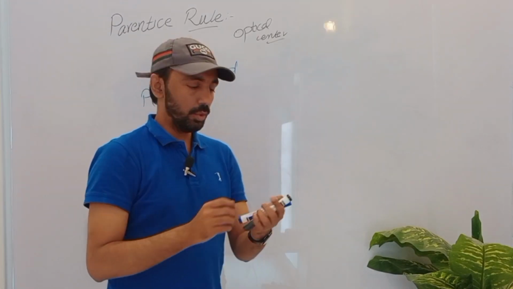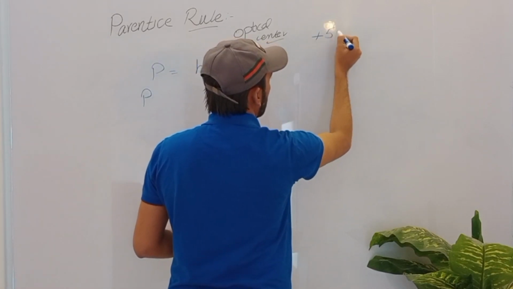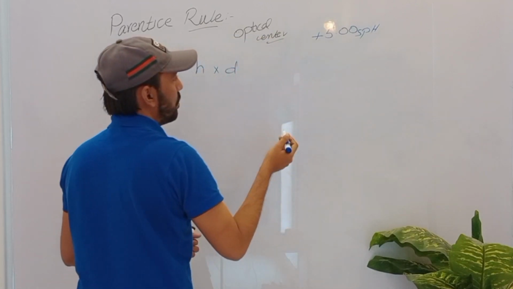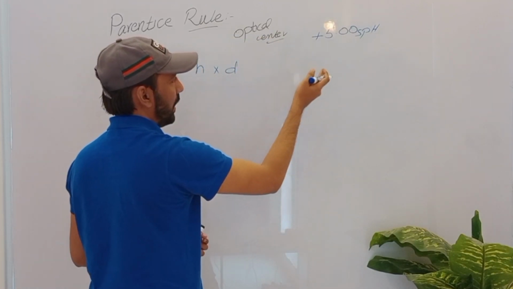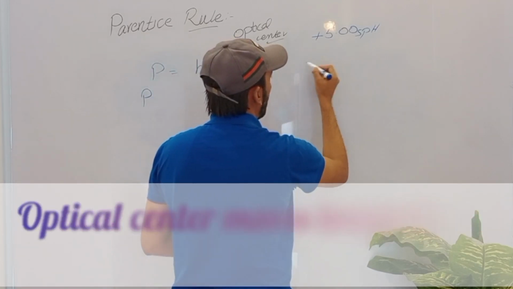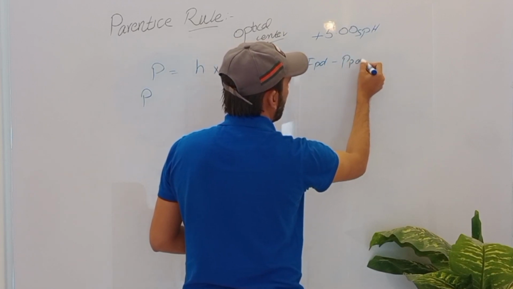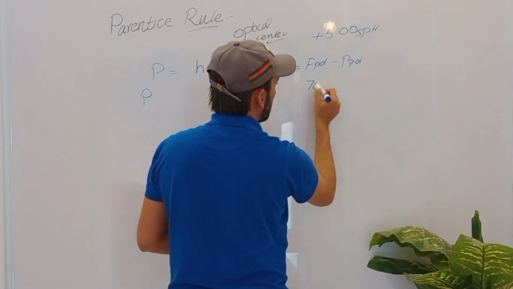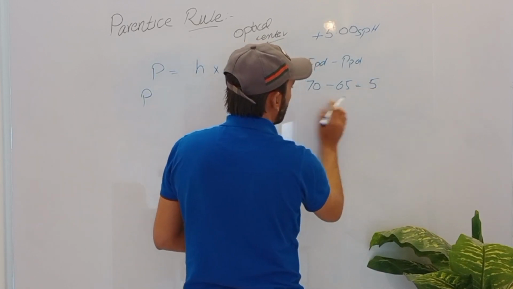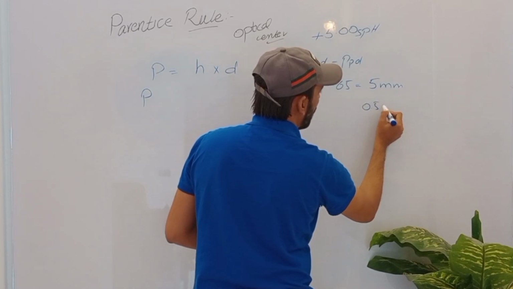Now let's put another question. Now our spherical lens power is +5 spherical, and this time that +5 spherical lens is moving towards the temporal side, right? And the value of the decentration is frame PD minus patient PD. So frame PD is actually the same, so that will be 5 millimeter. We will convert that 5 millimeter into centimeter, and that would be 0.5 centimeter.